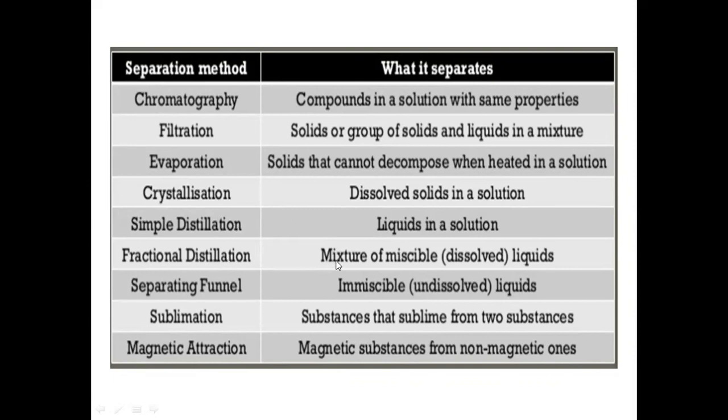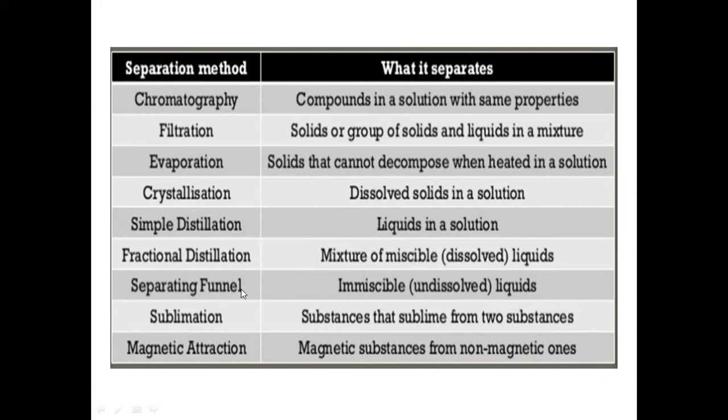In fractional distillation, we usually have a mixture of liquids which are miscible, meaning the liquids are able to mix completely with each other. However, the only difference between the two liquids is that they have differences in their boiling points, but the differences are small. So the differences are less than 50 degrees Celsius, and that's why we need fractional distillation versus simple distillation when the differences are large, over 50 degrees Celsius.